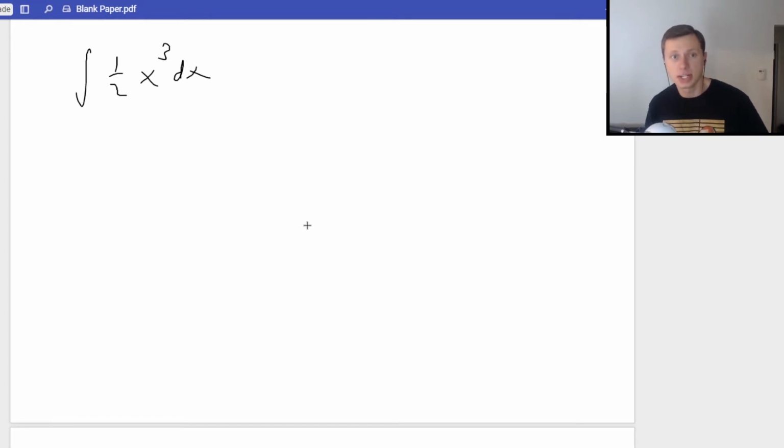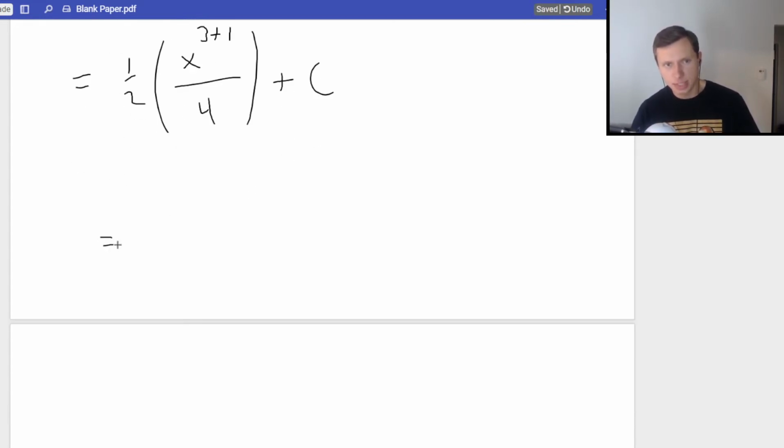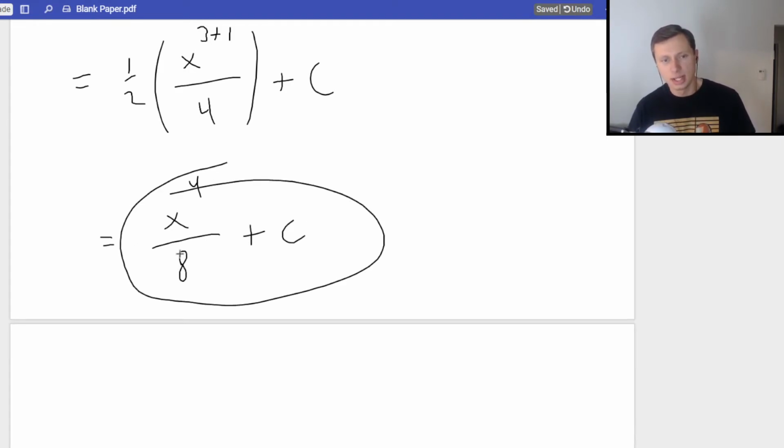Okay, even if you're not done yet, I'm just going to start talking. So this integral is going to be, again, the 1/2 is just a coefficient. I pull it out in front, times the integral of x cubed, which is going to be x to the third plus 1 divided by that power, 4, and then plus c. And this can simplify to x to the 4th power in the numerator, 8 in the denominator, plus c. There we go. There's our integral.